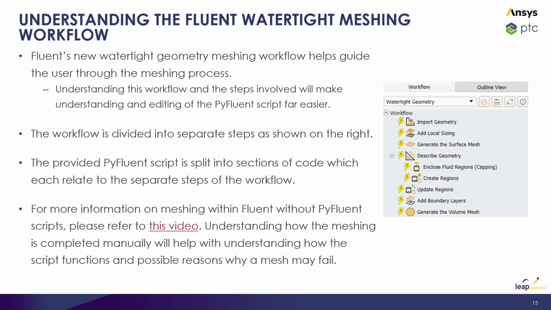The workflow is divided into separate steps, and the PyFluent script is split into sections of code which each relate to the separate steps shown in the image on the right. For more information on meshing within Fluent without PyFluent scripting, please refer to the video linked. Understanding how the meshing is completed manually will help with understanding how the script functions, and therefore problem solving down the line if anything is to go wrong or not work correctly.